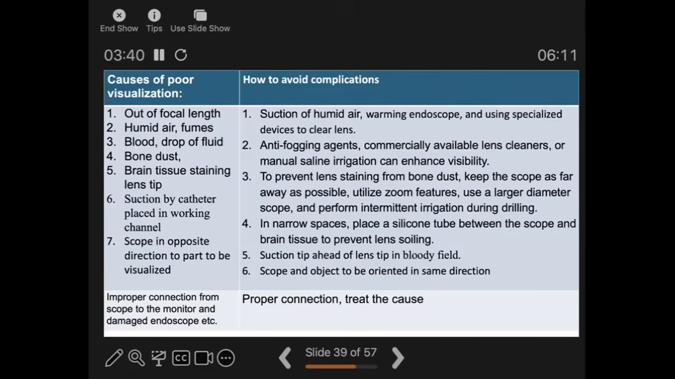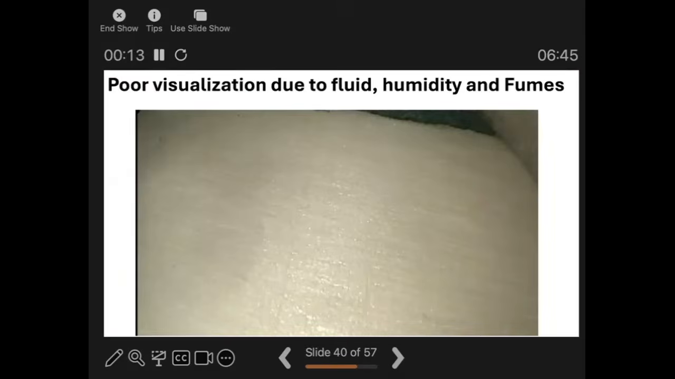There are general measures. One can use anti-fogging agents, lens cleaning solutions, or saline irrigation with suction to maintain a clear view. This is a short video showing how fluid, humidity, and fumes can cause poor visualization, and suctioning them improves vision. This is a good visualization.